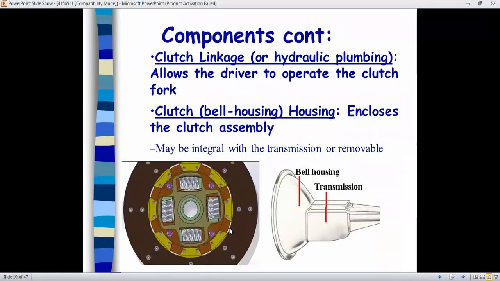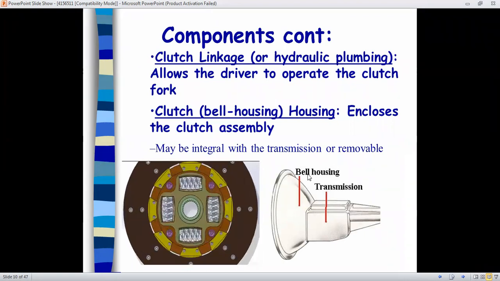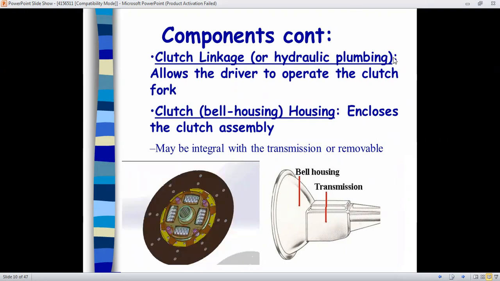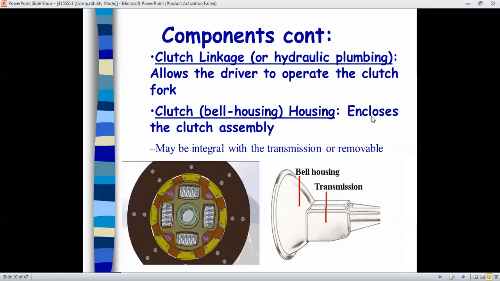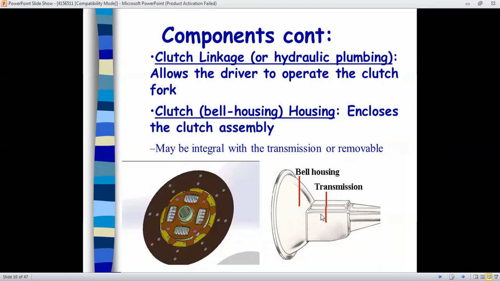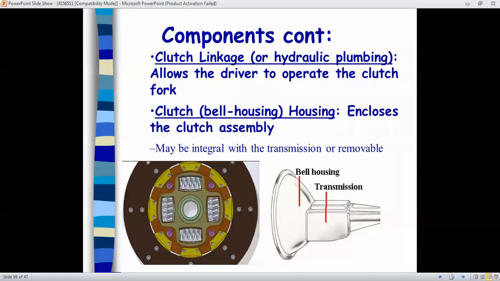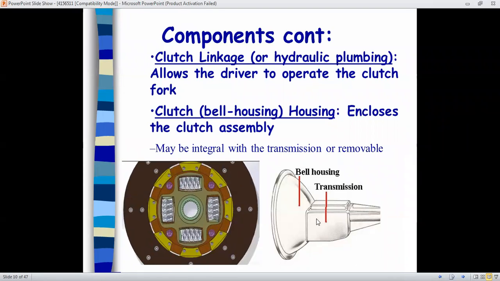Okay, so students, you can again see the components here. Clutch linkage. See here the bell housing, and this is the transmission system. The clutch linkage is hydraulic tubing, which allows the driver to operate the clutch fork. It encloses the clutch assembly. So whatever components are there for the clutching, all of them are enclosed by this clutch bell housing.